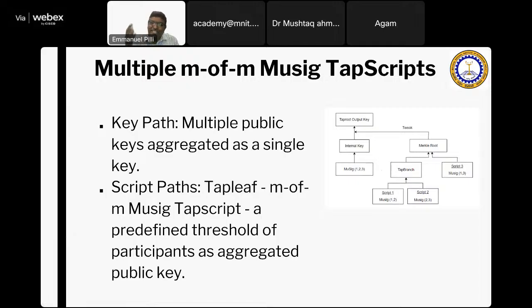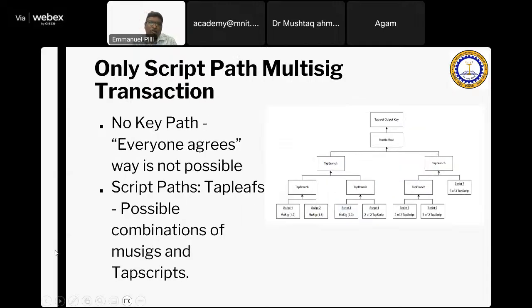Now, a variety of such things go on, and it becomes very difficult to manage. So there's a key path, multiple public keys aggregated as a single key, and script paths, tap leaf, M of M multisig. Predefined threshold of participants as aggregated public key is also mentioned here, so we can use this kind of mechanism. Only script, if you want to use, so no key path is there. Everyone agreeing is not possible. So what you do, you have tap leaves, possible combinations of multi-sigs and tap scripts, and you can do that.